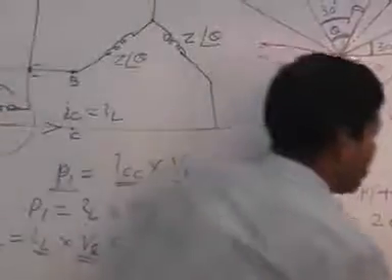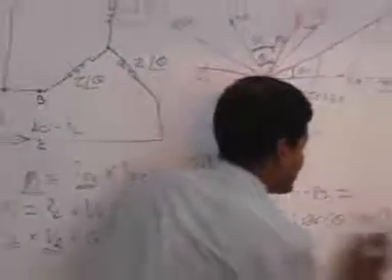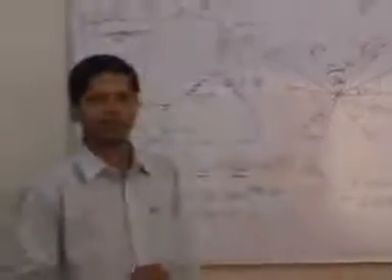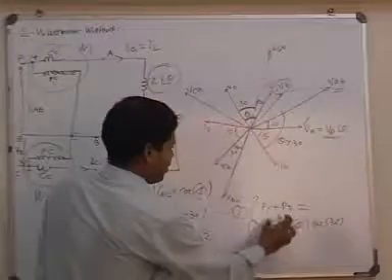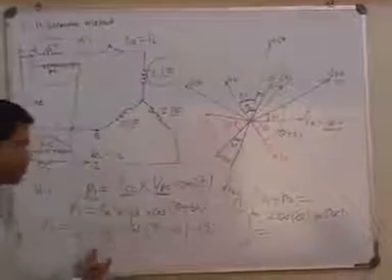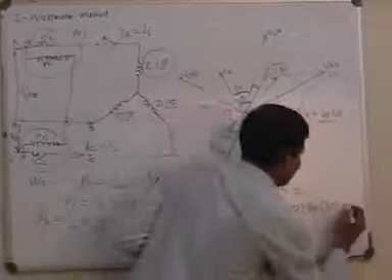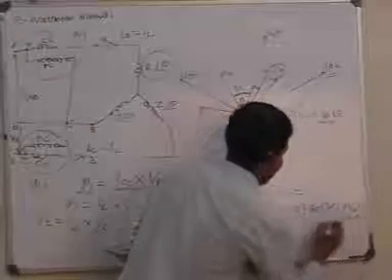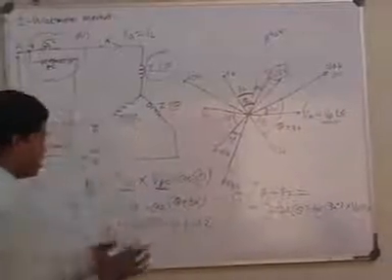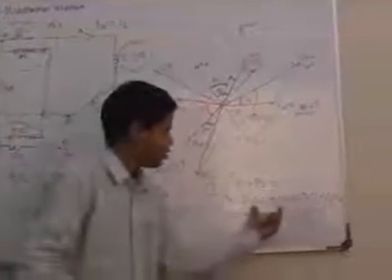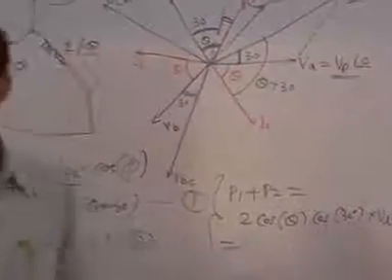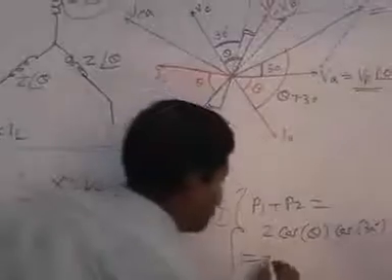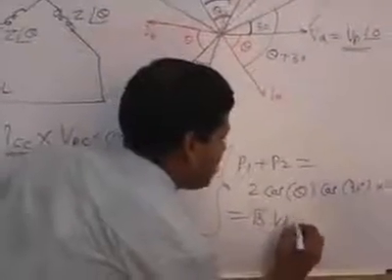All of you understand, cos 30 is how much? Root 3 by 2. The 2 will cancel out. VL is common, and this is multiplied with IL. So 2 cos A cos B, with cos 30 equal to root 3 by 2, cancels out. What remains? Root 3 times VL into IL.